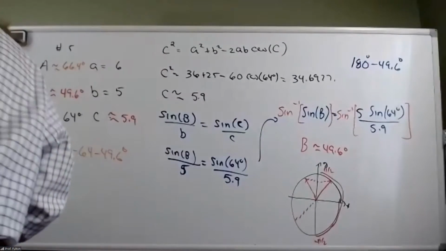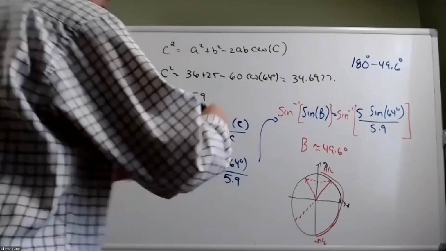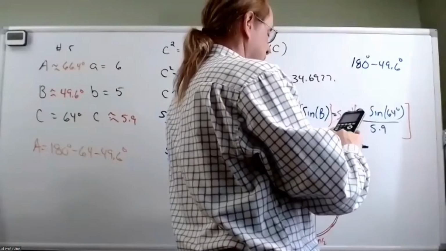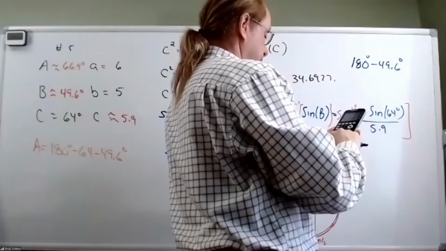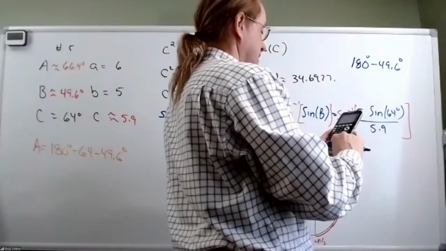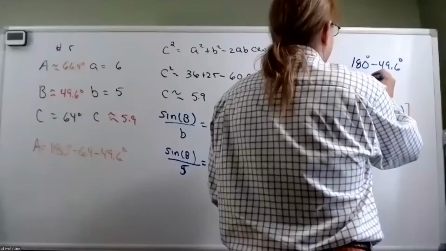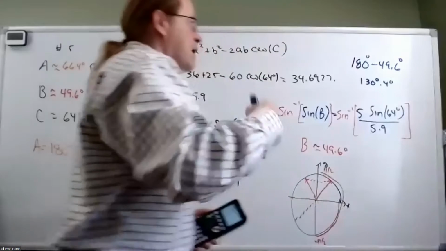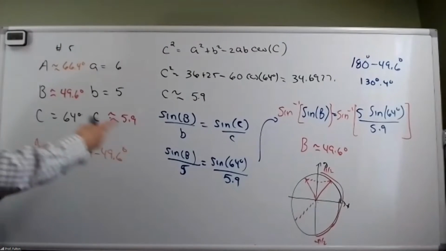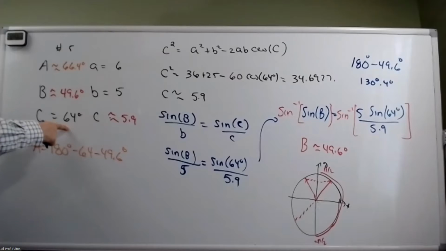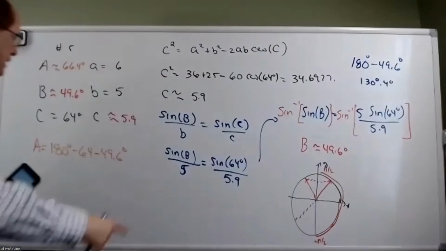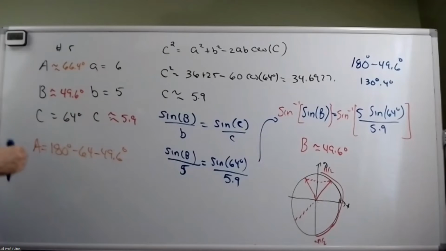So when I plug that in, it might just be one that works out here. Let's just double check. 180 minus 49.6. This gives me 130 degrees, or 130.4 degrees. So if that was the other angle, and I tried to add it to the 64, it wouldn't work. I need this to be smaller than when I add it to angle C. I still have another angle that would get me 180 degrees.